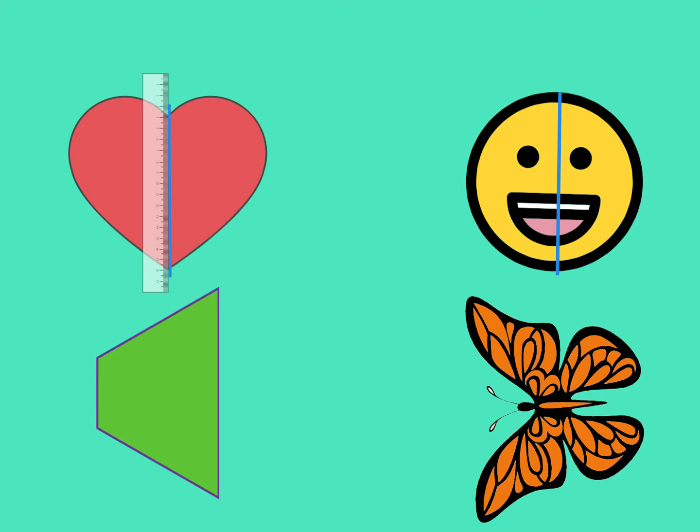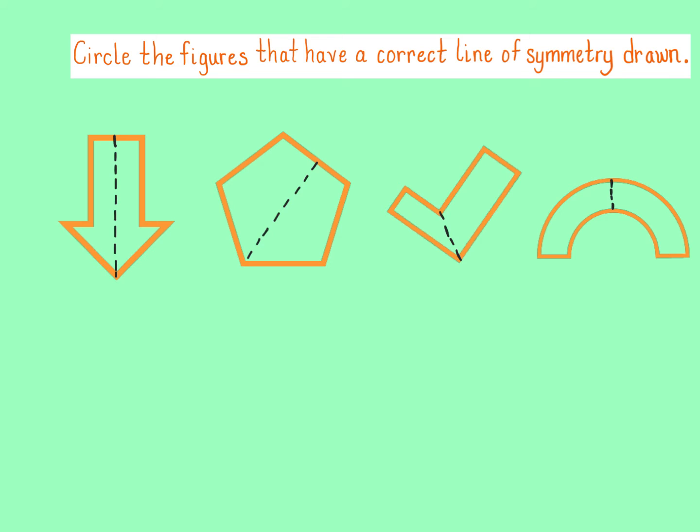The green trapezoid has one line of symmetry. And our butterfly has one line of symmetry. Let's work together and circle the figures that have the correct line of symmetry drawn. For our first figure, the line of symmetry is drawn in black.